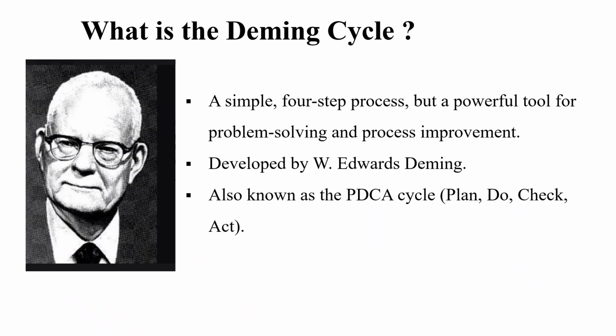The Deming cycle is a four-step model for continuous improvement. It stands for Plan, Do, Check, Act. It's widely used in healthcare to improve processes, reduce errors, and enhance patient outcomes. Each step builds on the last, creating a loop of ongoing learning and refinement.